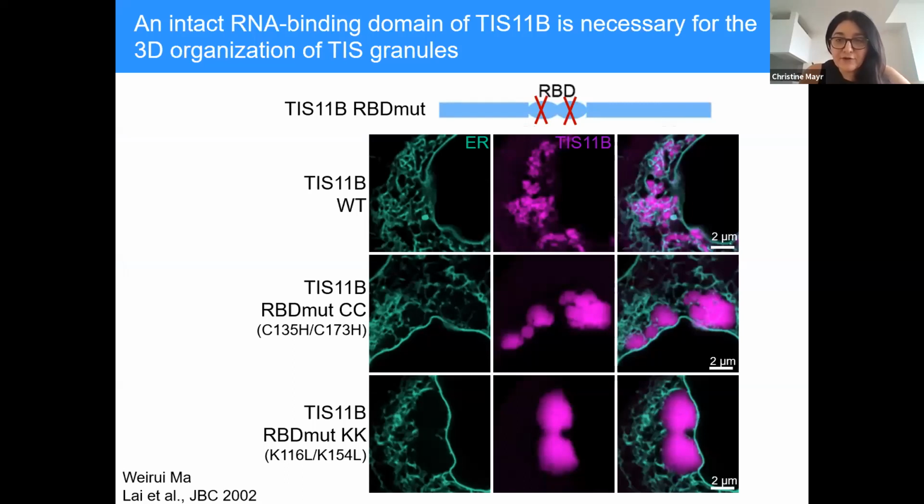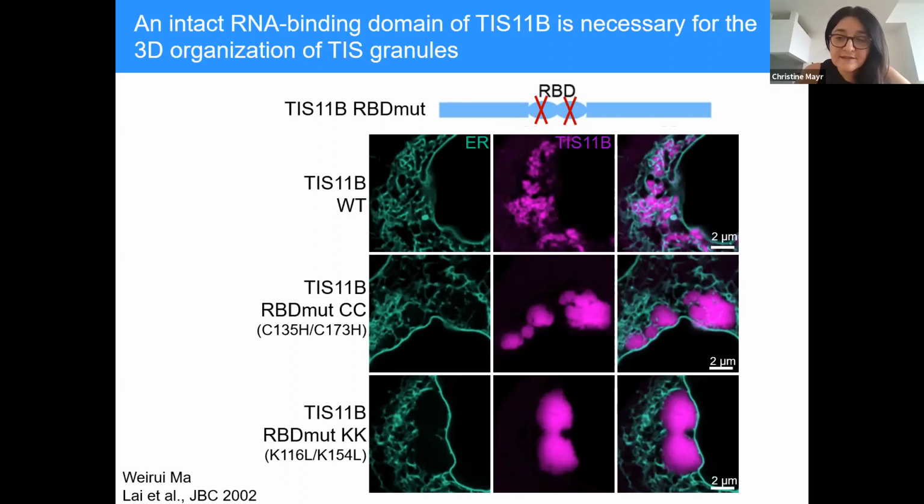So then we did the reverse. We take wild-type TIS, so full-length TIS11B, and we mutate the RNA binding domain. And now we see that the mutant TIS11B forms sphere-like granules. So now there are two possibilities. Either it's the RNAs that are recruited or bound by the RNA binding domain, or it's an intact zinc finger that is required for the mesh-like morphology.